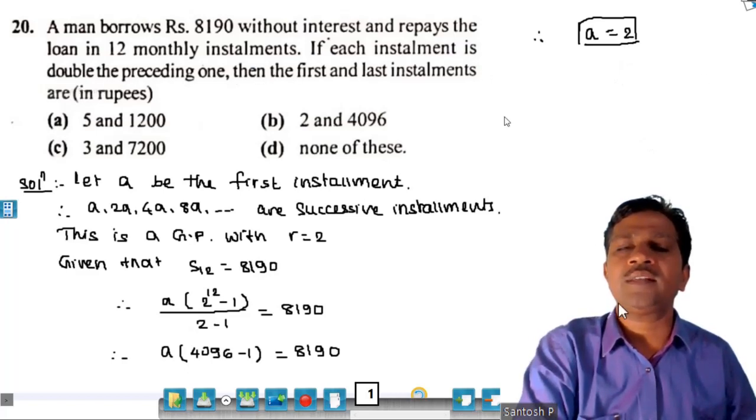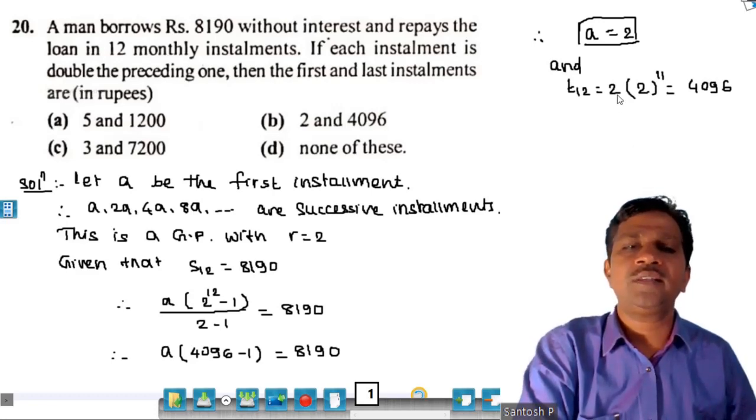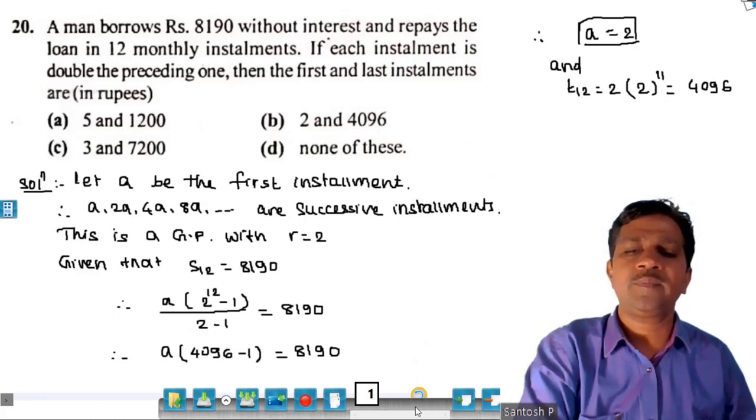Now we want the last installment, that is T12, the last term, by using the formula for Tn, that is A into R raised to n minus 1. A is 2, R is also 2, and as we have to find the 12th installment, n minus 1 is 12 minus 1, that is 11. Performing the calculations, you will get 4096 as the last installment. Okay, if you got this.